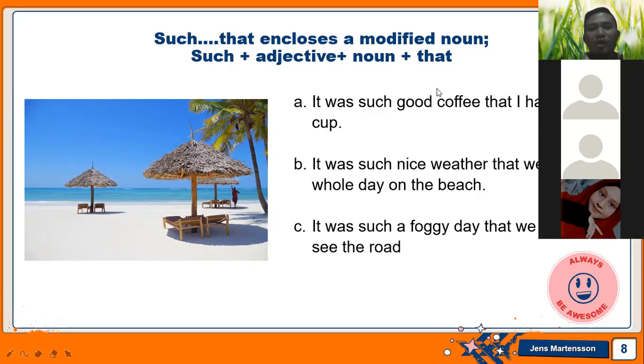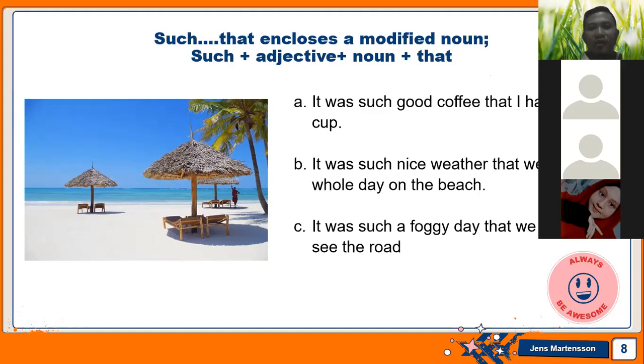Right. So what is the conjunction used here? Such. Yeah. So have a look here. The form of such when the sentence is using such: such, and then after such is an adjective, and after the adjective, a noun. After the noun, that, and then the effect.